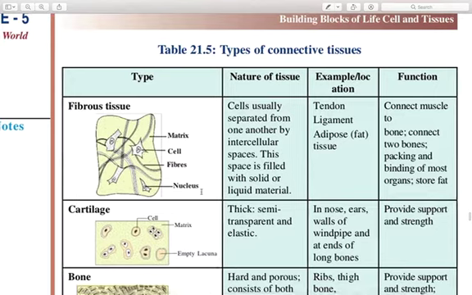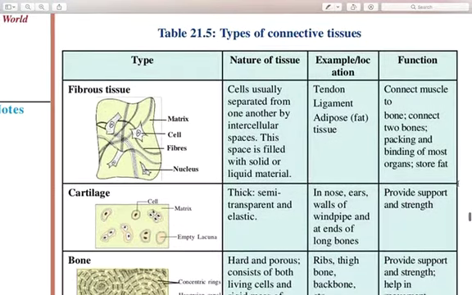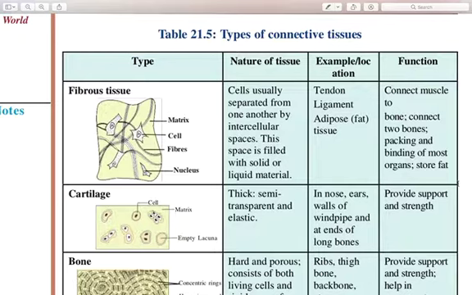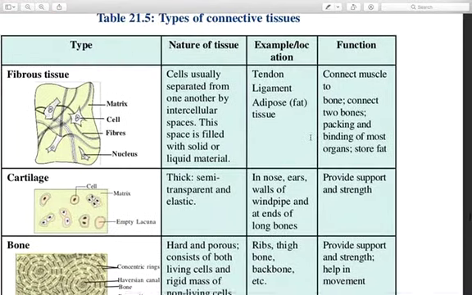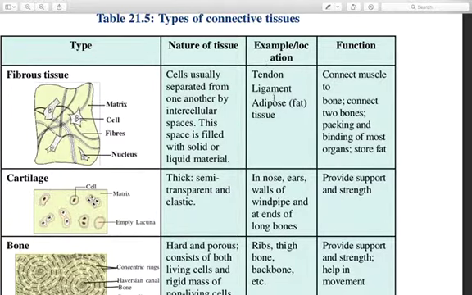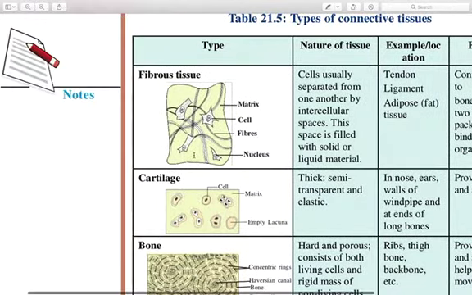So the nature of the tissue is that they are separated from one another by intracellular spaces. Okay, you have one cell to another cell. Between them there are some spaces. So that is what is called intracellular spaces. These spaces are filled with solid or liquid material. Example or location is tendon, ligament, and adipose tissue, as we saw earlier. Function is that they connect muscle to bone, as I told, and also connect two bones. That is the function of ligament. And packaging and binding of most organs and storing fat is the adipose tissue's function.